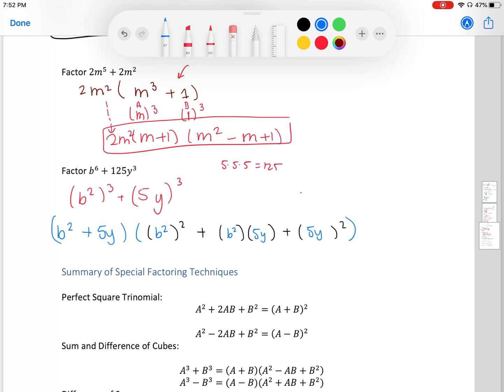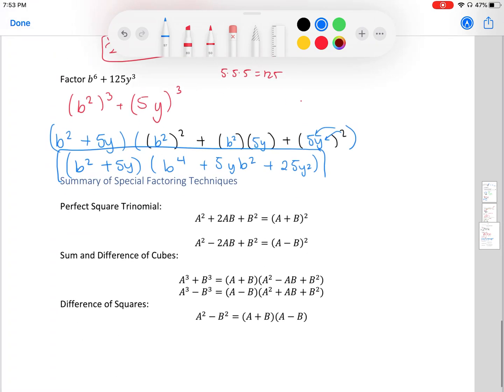Okay, let's clean this up. So this is b squared plus 5y times b to the fourth power minus 5y b squared, and then 5y squared. The square applies to each one, so it'd be 25y squared. And there we have it.